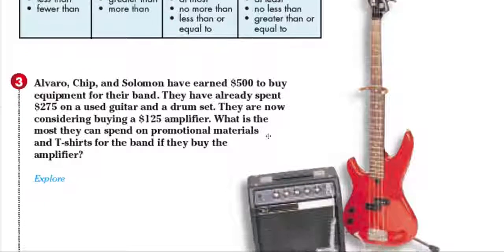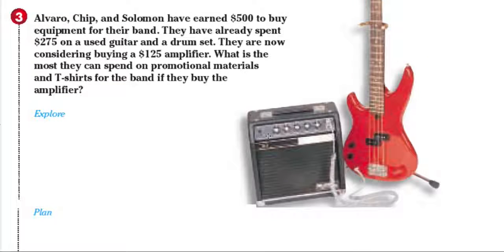Okay, let's see how we can use that particular chart to answer this example. Alvaro, Chip, and Solomon have earned $500 to buy equipment for their band. They have already spent $275 on a used guitar and a drum set. They are now considering buying a $125 amplifier. What is the most that they can spend on promotional materials and t-shirts for the band if they buy the amplifier? So think of the word most, and think of what inequality will be used with that particular word.